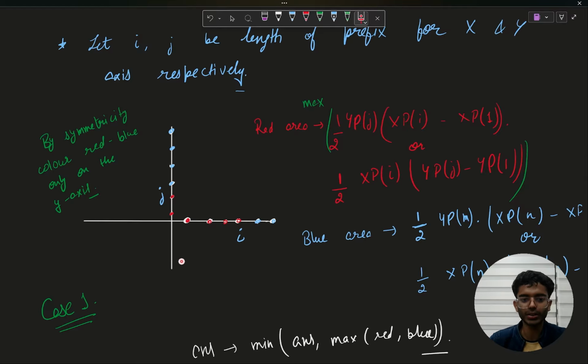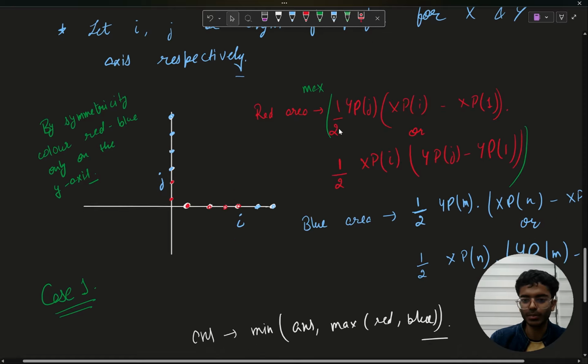So if you're choosing 2 points from the x-axis, then what would be the area? The maximum. This is the maximum point which we are coloring red. Right. So this x point i minus x point 1 would be the base, into y point of j, into 1 by 2. Right. Or if you are choosing 2 points from this axis, then it would be y point of j minus y point of 1 into this x point of i, right? This would be the maximum red area.